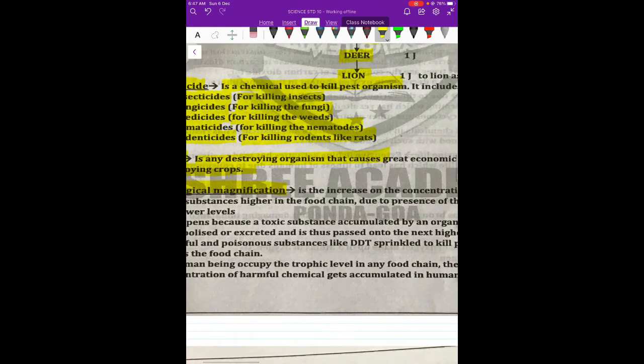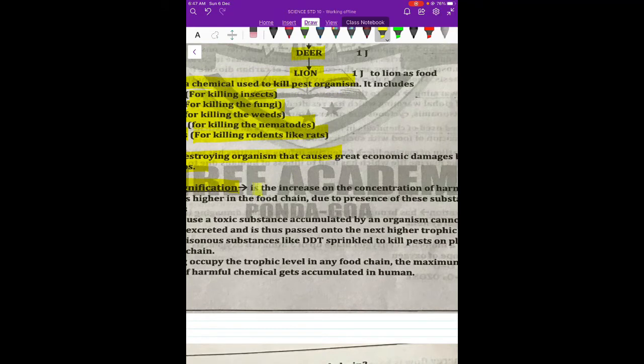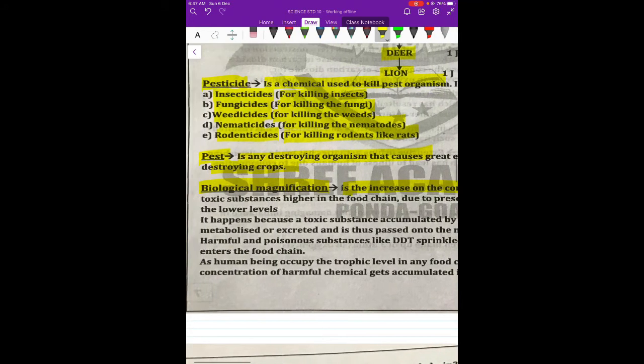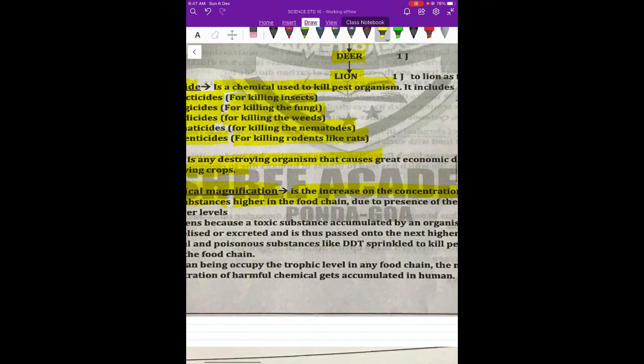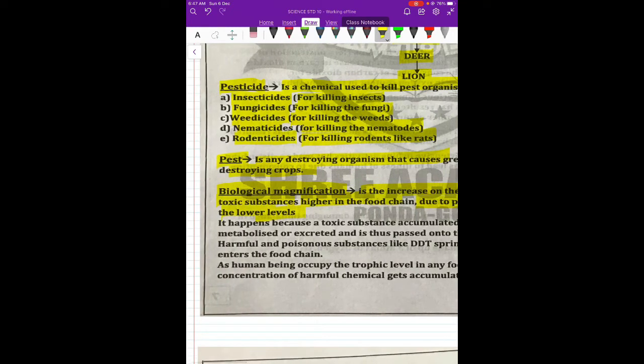So what do you mean by biological magnification? It is the increase in the concentration of harmful or toxic substances as we go higher in the food chain. It accumulates as we go up and up. Remember that toxic materials are toxic first because they harm your biological tissues, cells and systems. Second, because they are not broken down into simpler substances, or in other words, they are not digested.